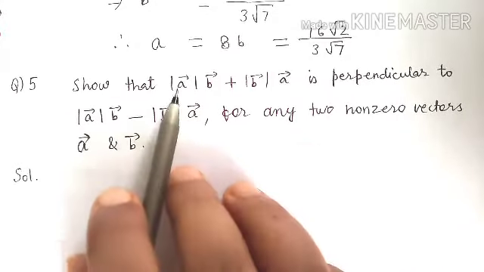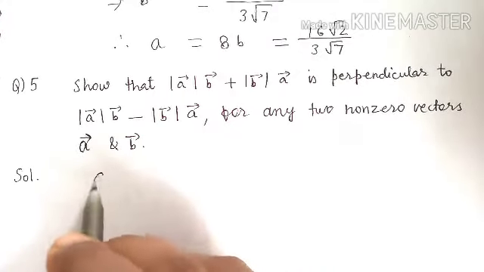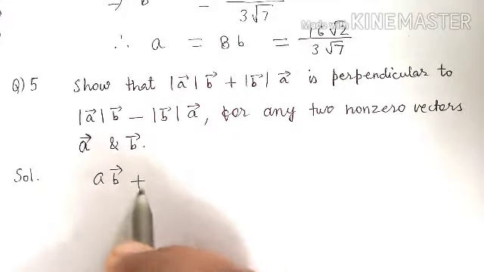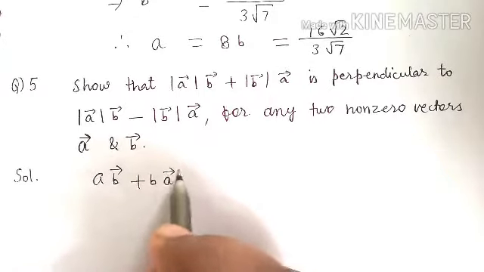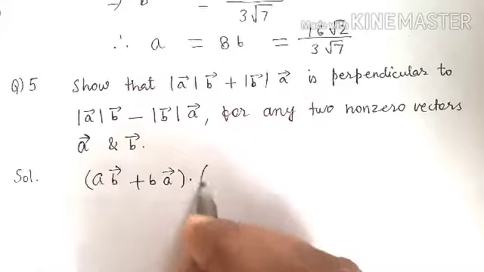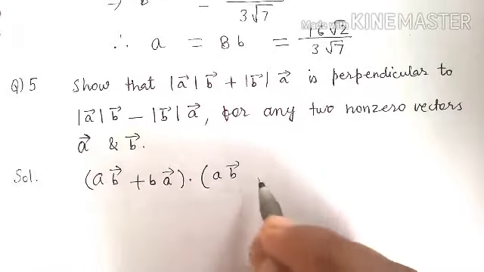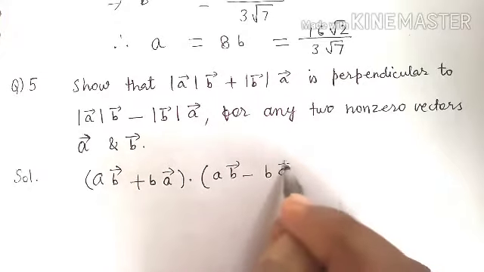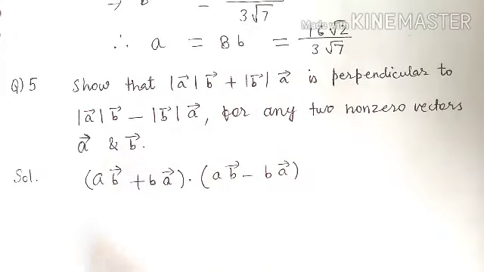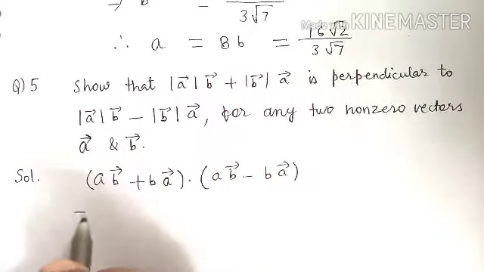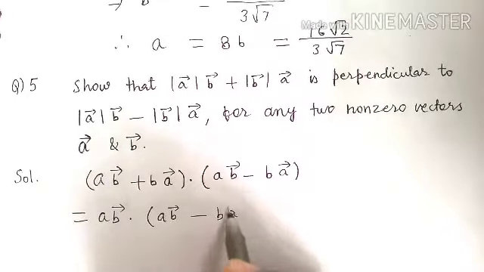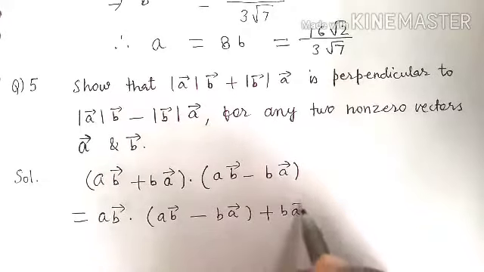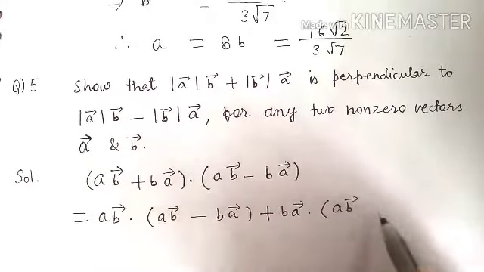So let us proceed. The dot product is (A vector B plus B vector A) dot (A vector B minus B vector A). From here we have A vector B dot (A vector B minus B vector A) plus B vector A dot (A vector B minus B vector A).